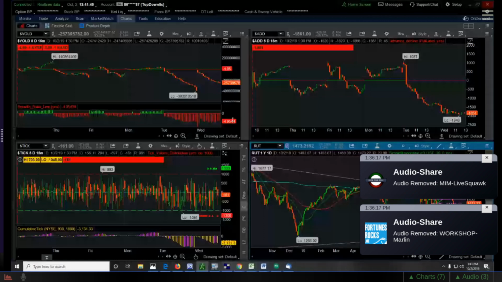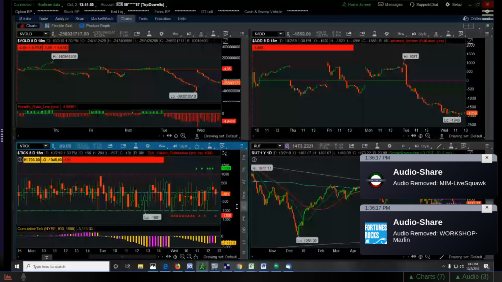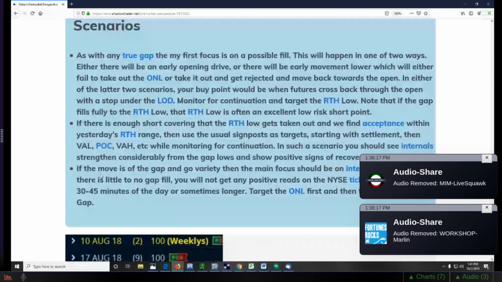So on a day when you have a gap fill and the gap fill is working and you're thinking that it might actually go deep into the prior day's range, well, guess what? You will not have negative ticks like this for the first half hour. Your tick will get positive very quickly. In today's case, because we had a gap and go where we followed on, the tick remained negative for the first 30 minutes of the day. That is huge. Think about it. 30 minutes have passed and the NYSE tick did not register a single positive tick. That is confirming the negative action. As you can see, I write about that again in the 3rd scenario. If the move is of the gap and go variety, that's what we got today, then the main focus should be on market internals.